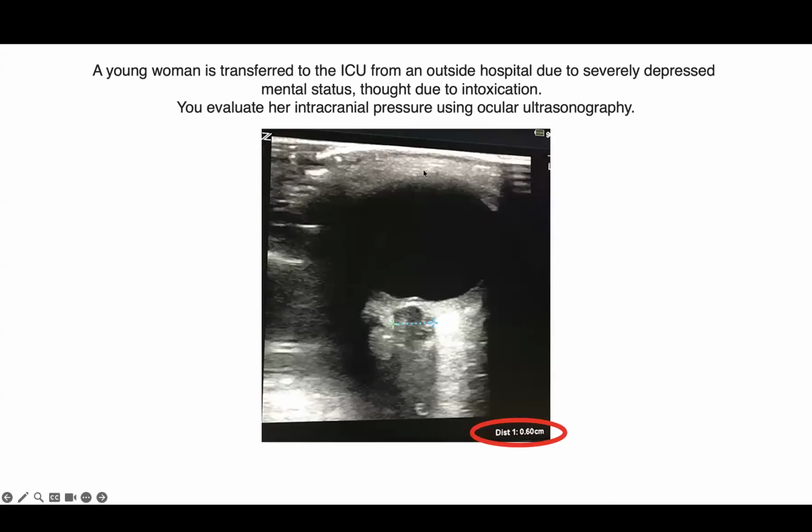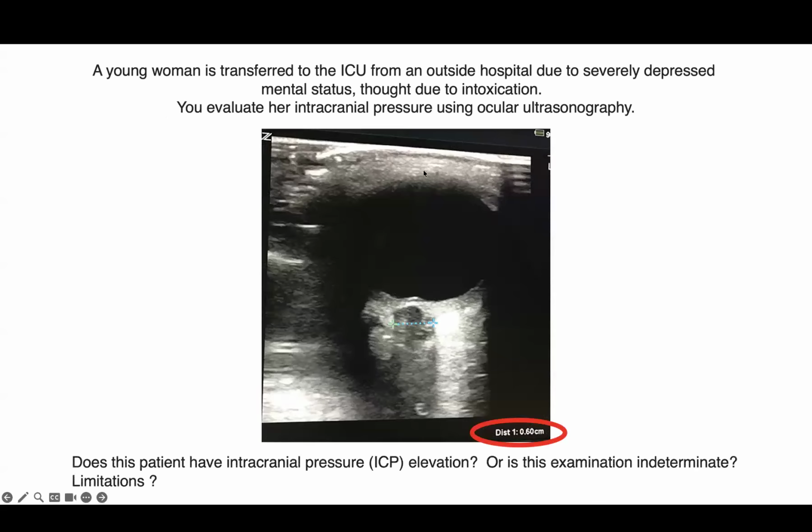Coming to the scenario, the first one. A young woman is transferred to the ICU from an outside hospital due to severely depressed mental status thought due to intoxication. You evaluate her intracranial pressure using ocular ultrasonography. The first question is, does this patient have intracranial pressure elevation, or is the examination indeterminate, and what are the limitations of this test? So there are three questions.